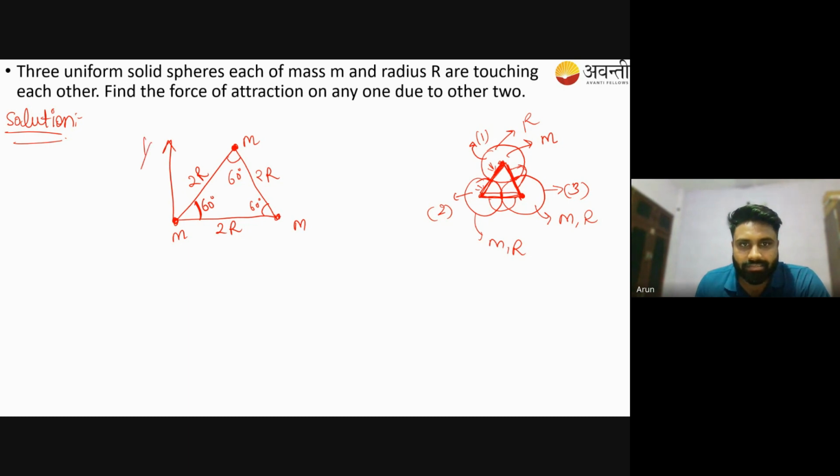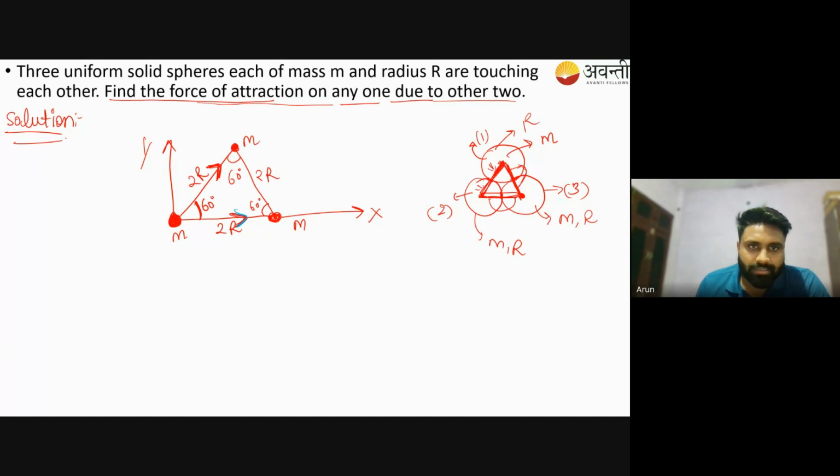Now if I talk about this force, I will assume the coordinate axes here. This is the y-axis and this is the x-axis. Okay. In this question I have to find the forces of attraction on any one due to the other two. So if I talk about this mass particle which I have highlighted, this mass m, which is present here, is trying to pull it in this direction. Okay. And this mass, which is on the x-axis, is trying to pull it in this direction. Let me just change the color of the pen.